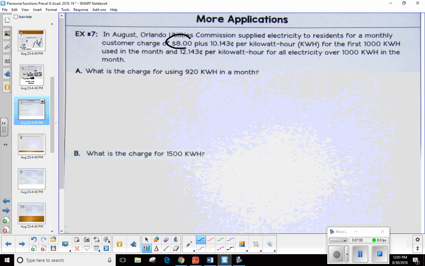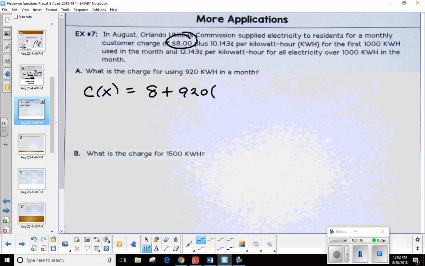The $8. Okay, that's the customer charge. So just by being part of this program, belonging to the company, you're going to be charged $8. Let's say C represents your cost based on X number of kilowatt hours. You can create that however you want, but no matter what, you're paying $8 plus. Now, how many hours are we using? 920. So that's my value of X.